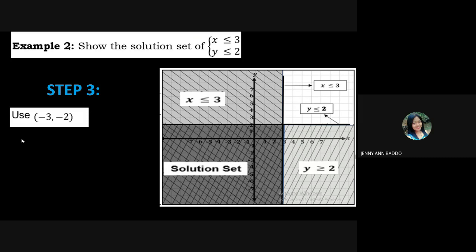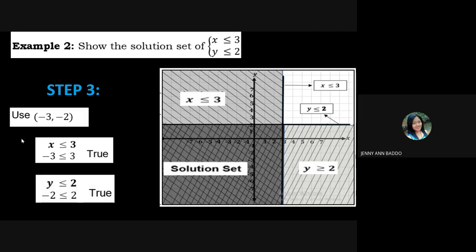So by substitution, we have x is less than or equal to 3. That is -3 is less than or equal to 3. And of course, that statement is true. For the second inequality, we have y is less than or equal to 2. So we have -2 is less than or equal to 2. So obviously, that statement is another true statement. So since both statements are true, then that means the solution set of the given system of linear inequalities shown on the graph is true.